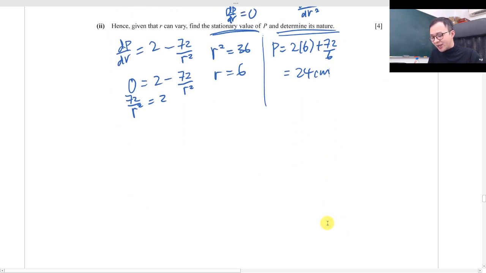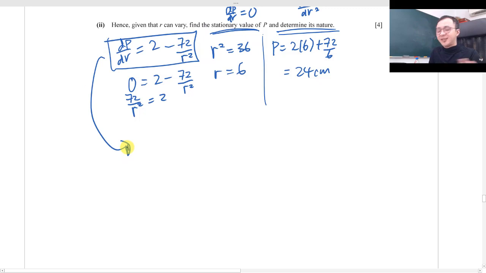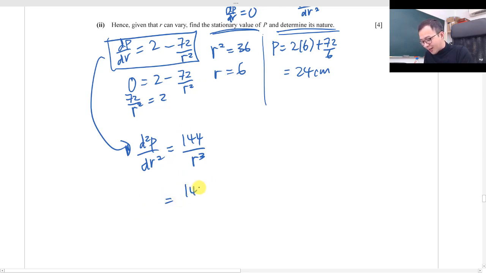And then the question also asks you to determine its nature. So I need to differentiate one more time to get d2P/dr squared. Negative 2 should be positive 144 over r cubed. Alright, so I will sub my r here, 6 cubed. So this is bigger than 0. Therefore, it is a minimum value.